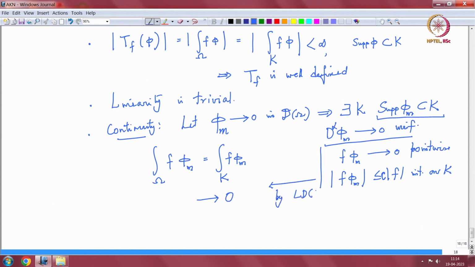So, you have phi m converges to 0 implies the integral of f phi m converges to 0. This is nothing but T f of phi m. So, it is a very easy thing. Why I wrote it separately: these are the 3 steps you all the time have to do. Many times it will be easy, or some of the things will be easy, but not all the time. Okay.